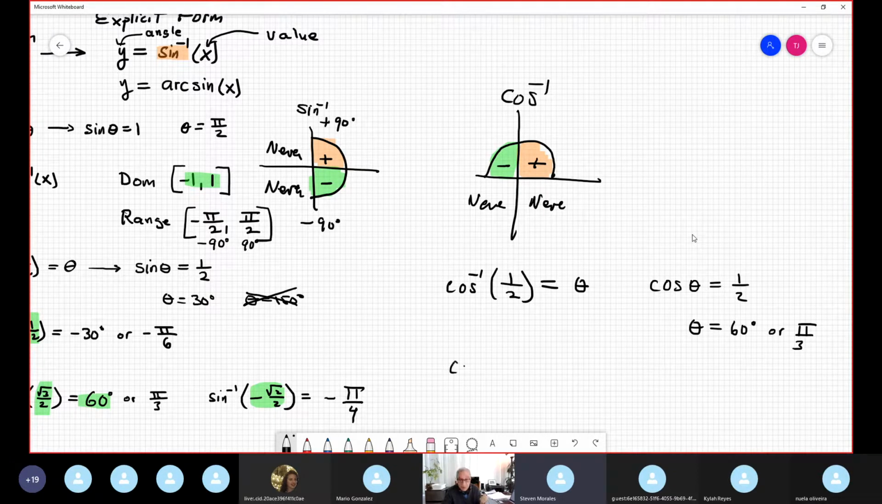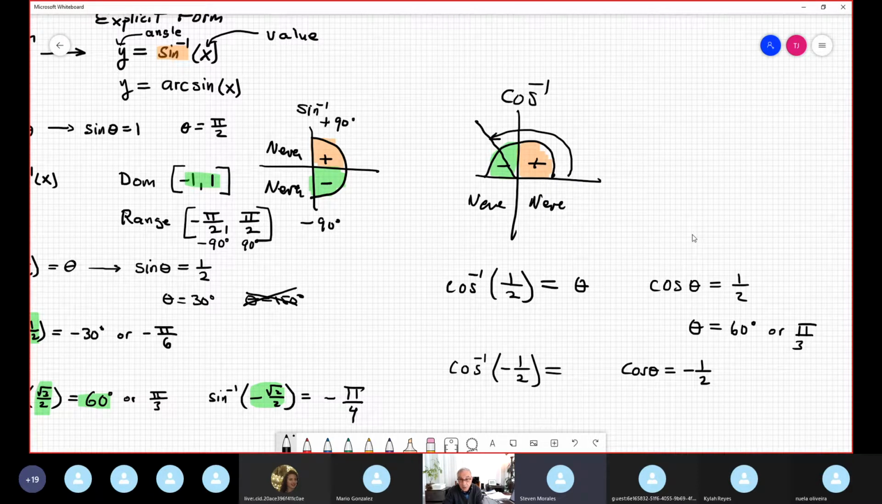However, if I want to complicate your life, I put cosine inverse of negative 1/2. Oh, so now it says cosine theta equal negative 1/2. And I know that cosine is negative in the second quadrant and in the third quadrant. However, according to the restrictions of the inverse trigonometric function, the answer that I get is in the second quadrant, here, in the second quadrant.